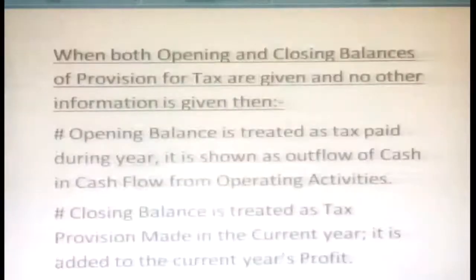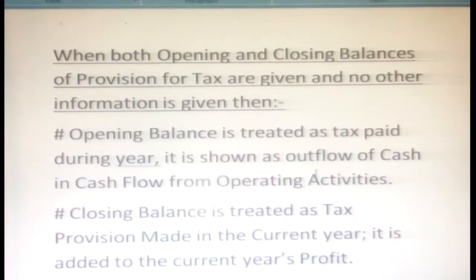Then suppose both opening and closing balance of provision for tax are given and no other information is given, how are you going to do the work? Your opening balance is treated as tax paid during the year. Then it's shown as an outflow of cash in cash flow from operating activities. So when our opening balance is given, we consider it as an outflow for the current year, tax paid during the year, shown as an operating activity.